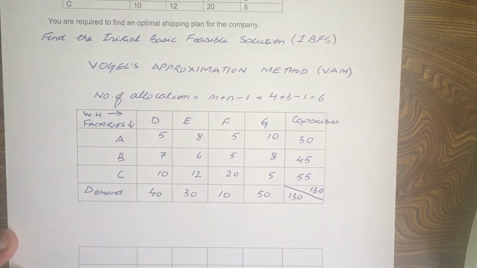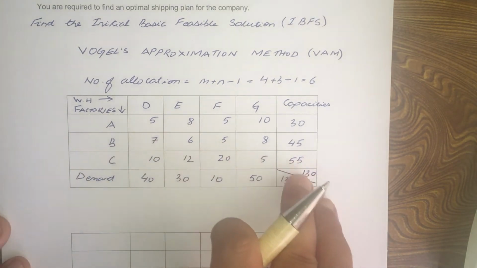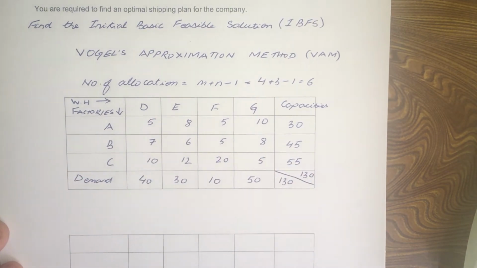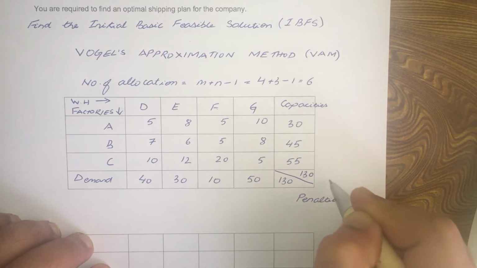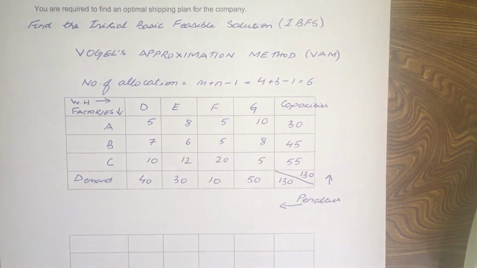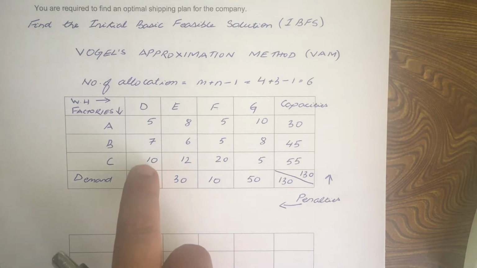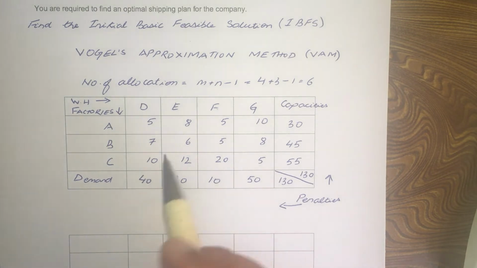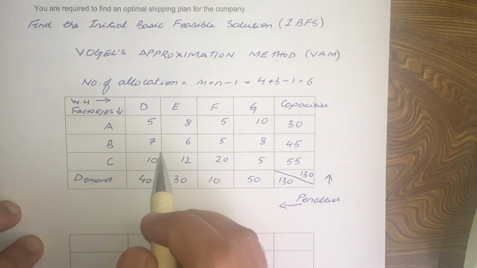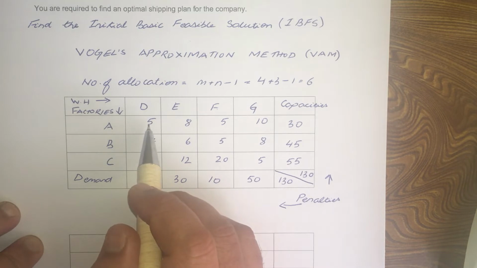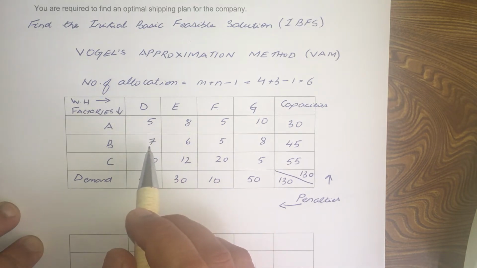Alright, so we're going to solve this problem using Vogel's approximation. There we have formulated the problems in a matrix. Now first step is we have to find out the penalties. Now what is a penalty? A penalty is the difference between the least cost cell and the second least cost cell. So in this case, in column D, 5, 7 and 10, which is the least cost cell, 5, and the second least cost cell is 7.